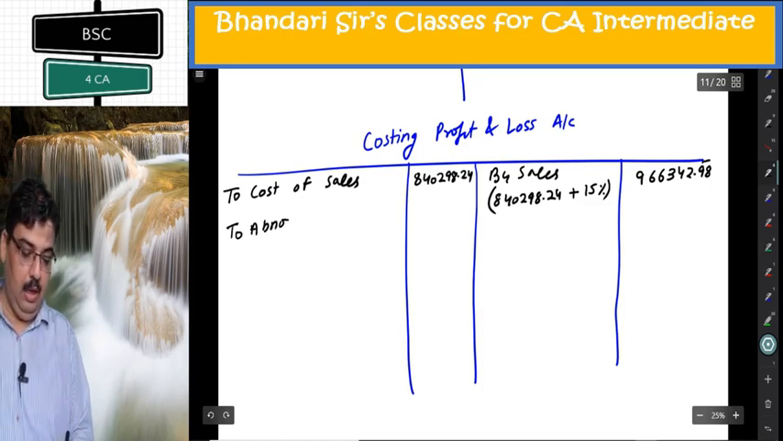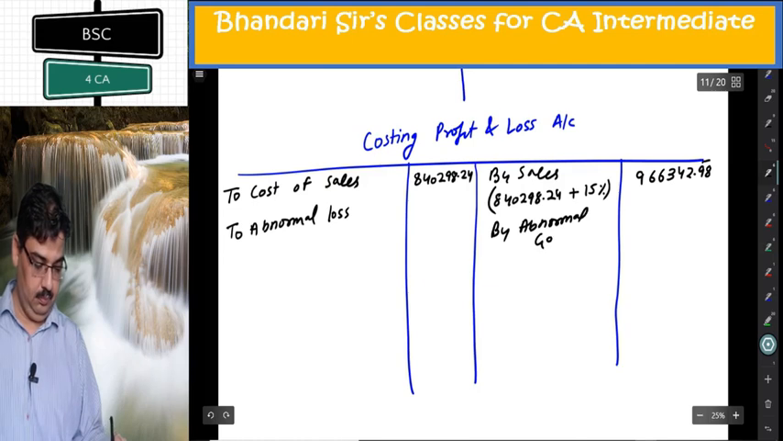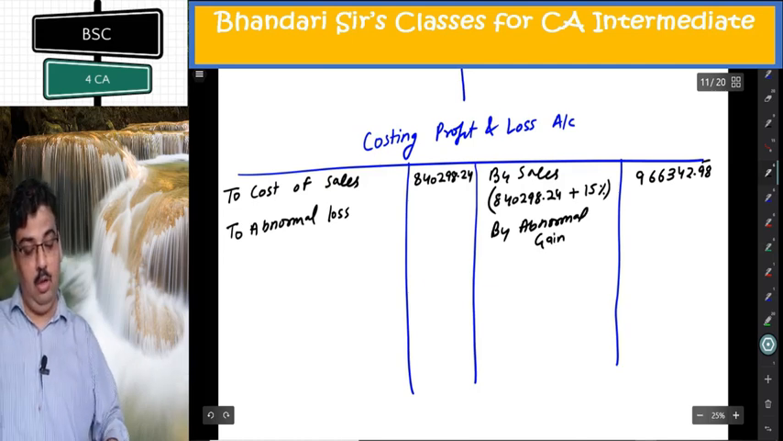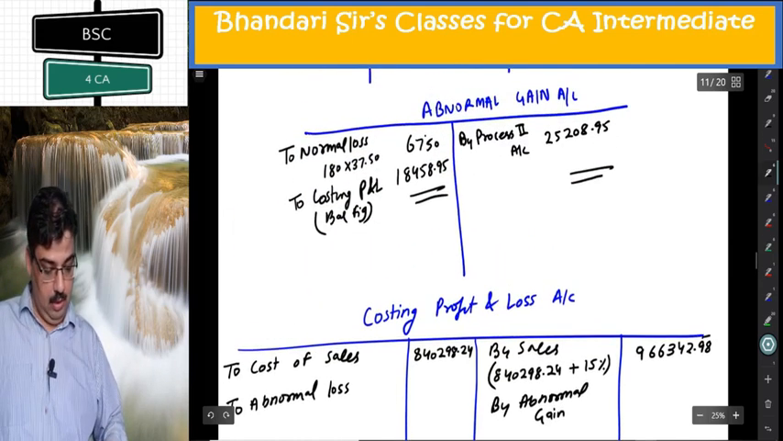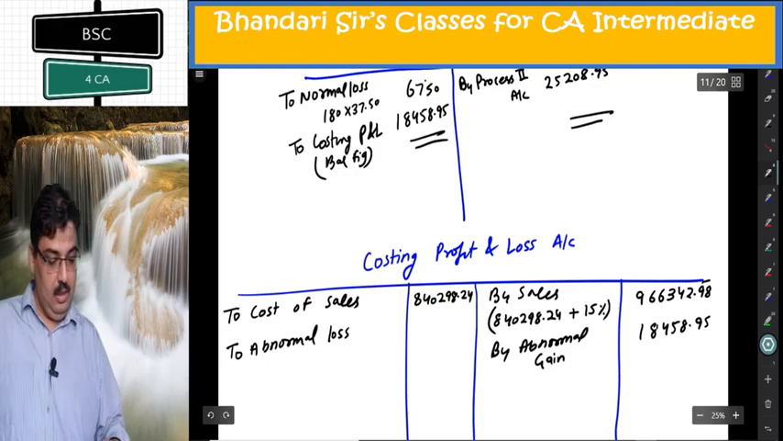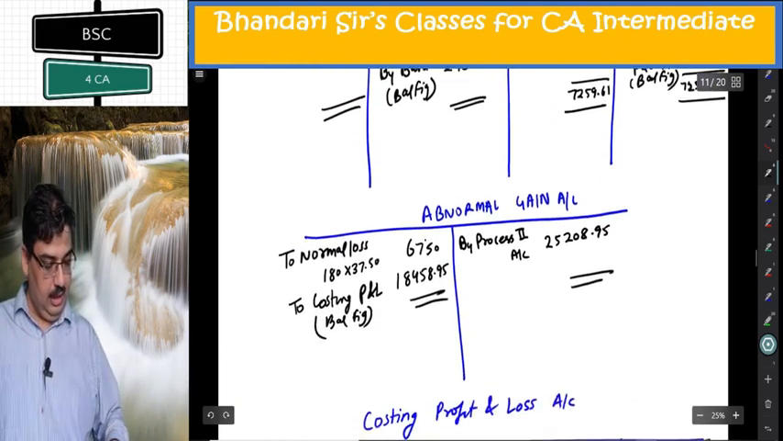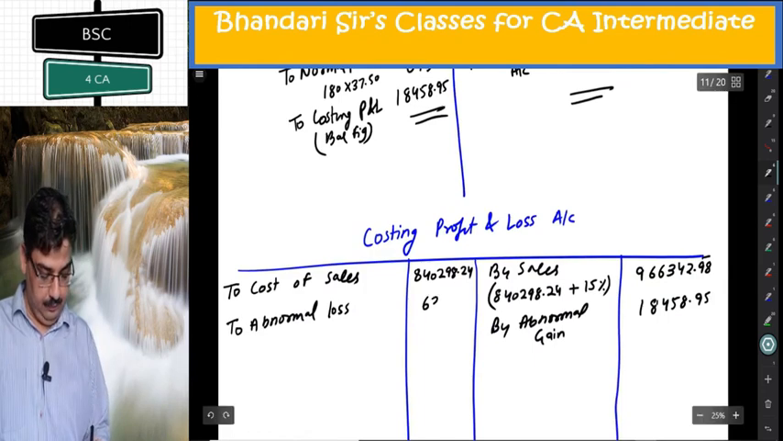To abnormal loss, by abnormal gain. Abnormal loss, check out the account. Abnormal gain I am getting here 18458.95. Abnormal loss I got 6322.11.